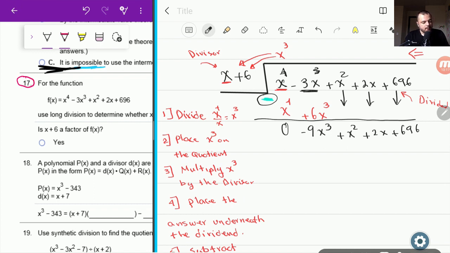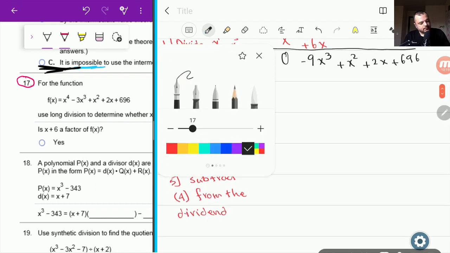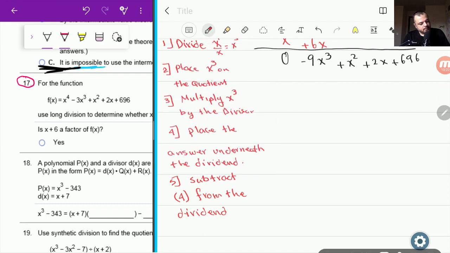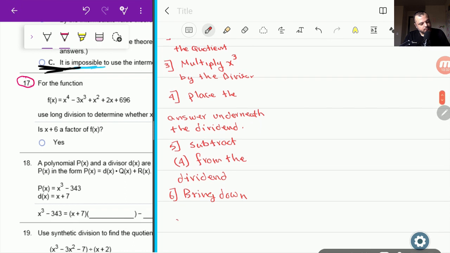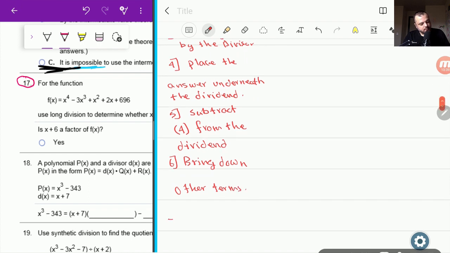So after that, Step 6, bring down other terms. Number 7, repeat steps 1 to 6 again.